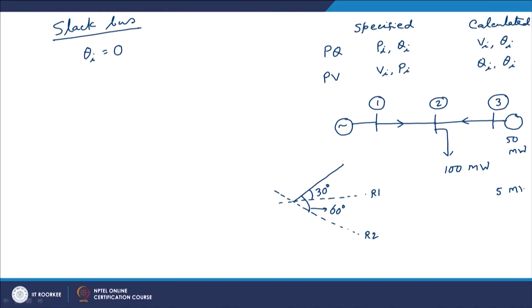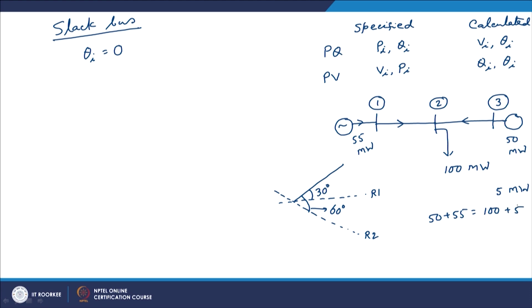Now the problem is, what is the value of losses? If we know this value of losses a priori, then in that case we could have possibly pre-specified the amount of generation at this bus. For example, if we knew that the total amount of losses in this line as well as in this line is let us say 5 megawatt, then you could have said, well, if this generator is generating 50 megawatt, in this case this generator would be generating 55 megawatt. So in that case 50 plus 55 would be equal to load plus loss.